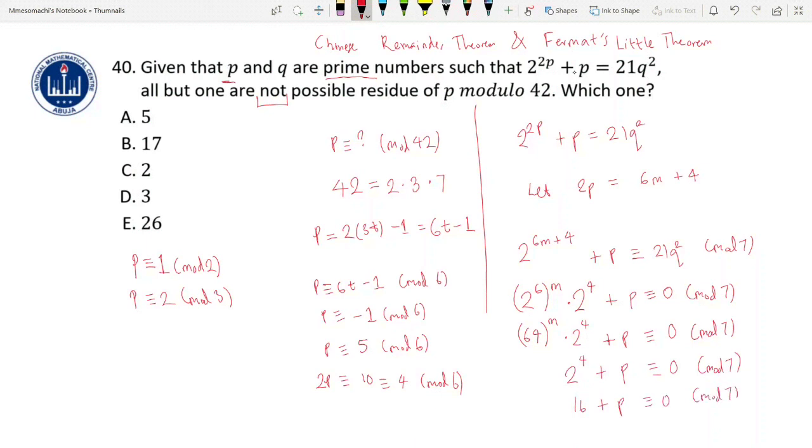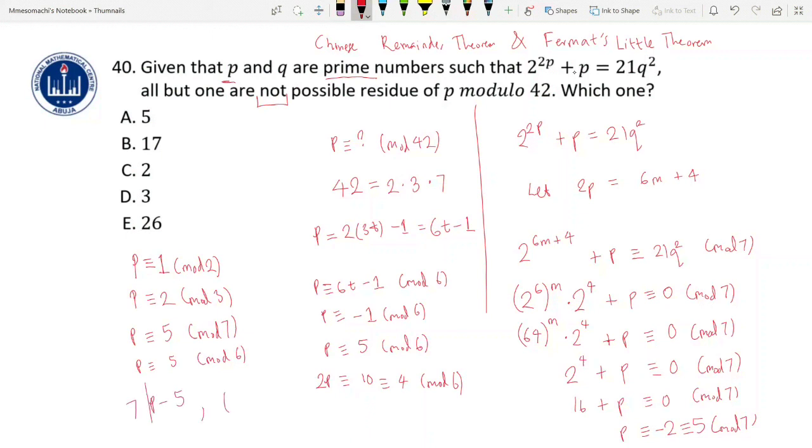We see that 64 is congruent to 1 mod 7, so we can just put 1 here. Since 1 raised to the power m is 1, we can just leave it at 2 raised to the power 4 plus P congruent to 0 mod 7. So 2 raised to the power 4 is 16, plus P, congruent to 0 mod 7. And 16 is congruent to 2 mod 7, so P is congruent to minus 2, which is congruent to 5 when you add 7 to minus 2, mod 7. So we have P congruent to 5 mod 7 and P congruent to 5 mod 6.